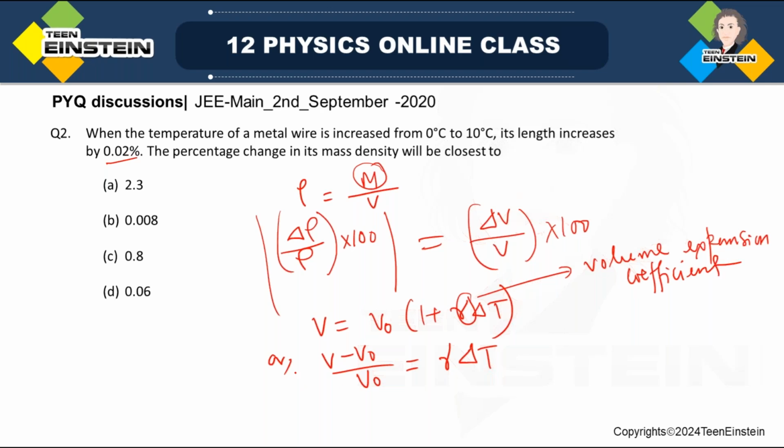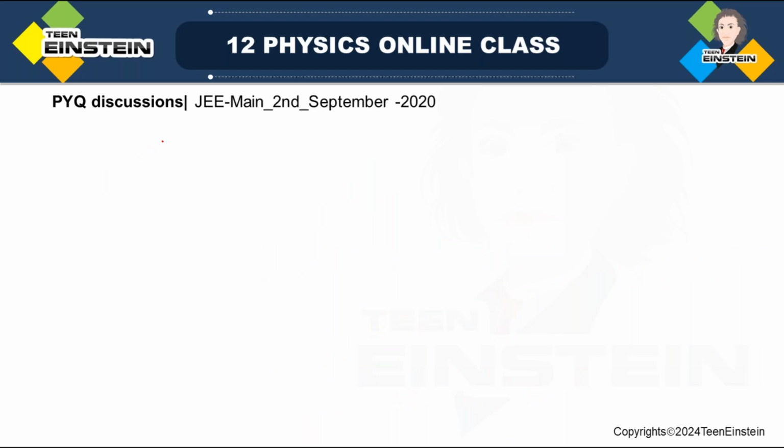Delta T is the change in the temperature. And V minus V0, this I can obviously write as delta V by V0. Now if I want to multiply by 100, then I can multiply gamma and delta T into 100. But gamma is not given here, right? What is given is actually the linear percentage change. Let me just tell you what is given. Percentage change in the length is given. See, delta L by L into 100 is given. So this is what is given.